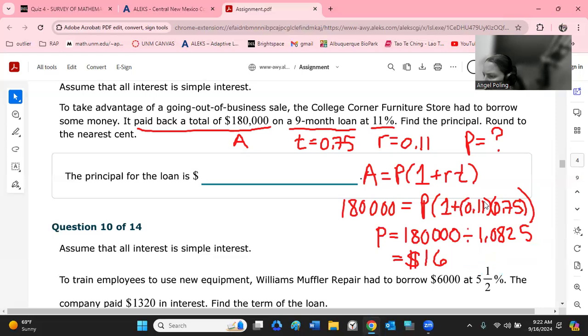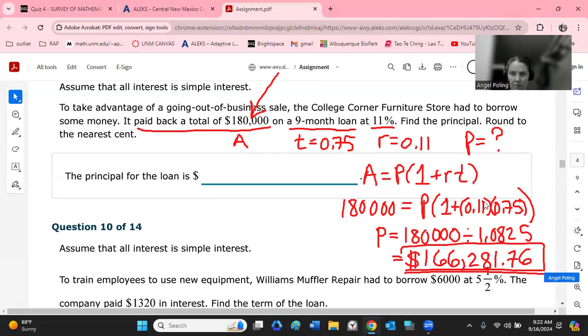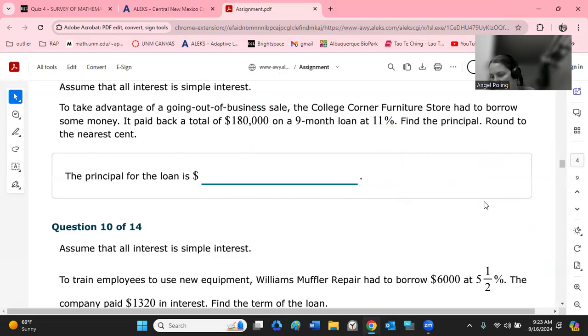Why is it only 16,000? It's not, it's 166,000. Okay, so we're gonna borrow $166,281.76, but we're gonna end up having to pay back $180,000. We hit clear on this one.